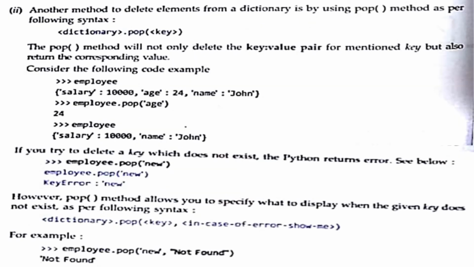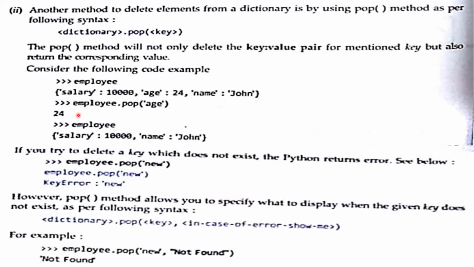Another method to delete elements from a dictionary is by using the pop method. Here you use the name of the dictionary dot pop and the key which you want to delete. As you can see in the example, the pop method will not only delete the key value pair for the mentioned key but also return the corresponding value. That means after deleting the key, it will return the deleted value.